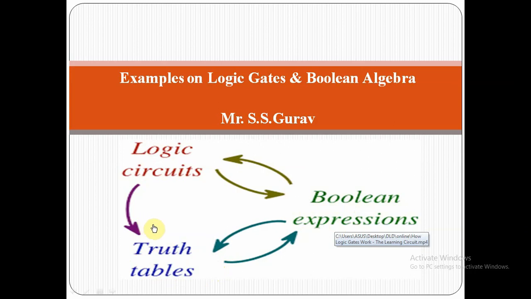Sorry, I gave one wrong sentence. Using a truth table, it is very difficult to prepare the logic circuit. If a logic circuit is given, then preparing the truth table is very easy. And this is a tree diagram showing how they depend on each other. The Boolean expression depends on the truth table, the truth table also depends on the Boolean expression, and the logic circuit and Boolean expression depend on each other.